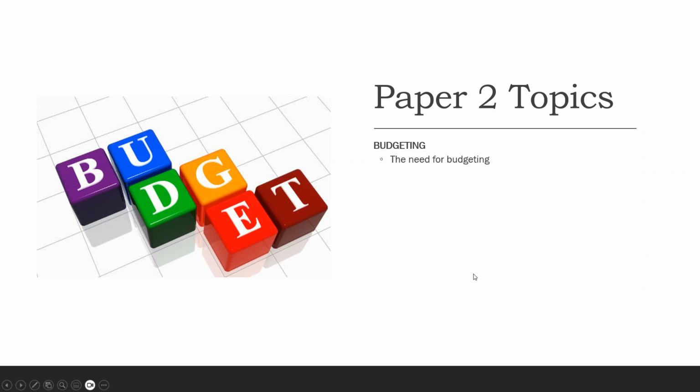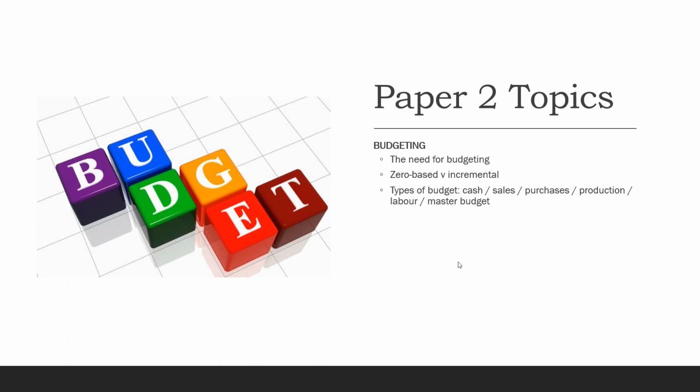Okay, so budgeting, that's one big area. So you need to know why we need to do budgets, what they're useful for. You need to know the difference between zero-based and incremental budgets and the problems with both of them and the advantages of both of them. Types of budget that could be examined could be cash budgets, sales, purchases, production, labour, master budget, which is your budgeted income statement and statement of financial position.